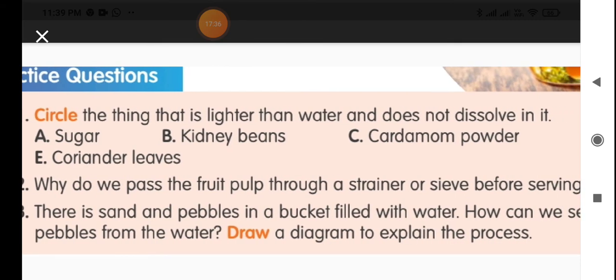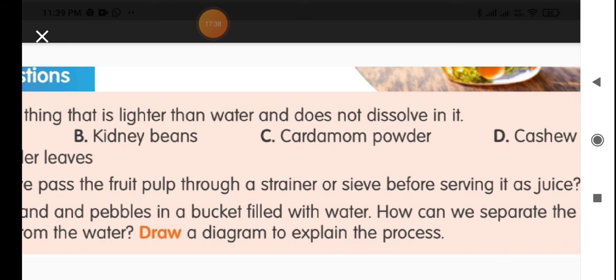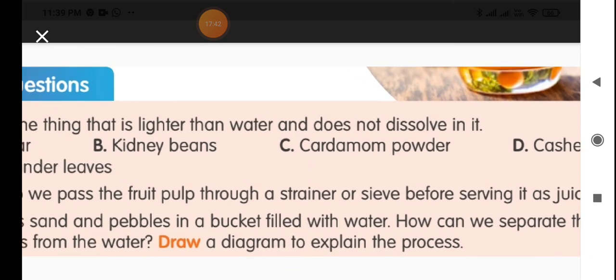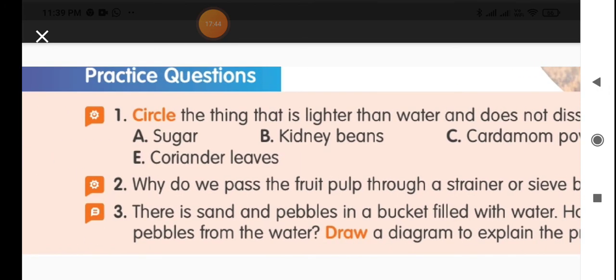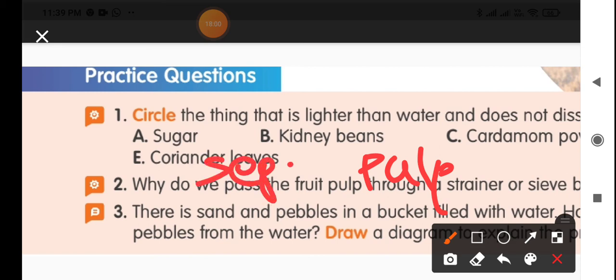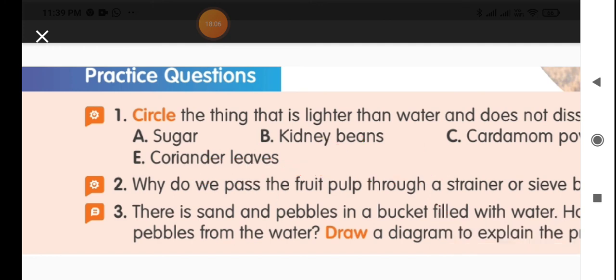Why do we pass the fruit pulp through a strainer or sieve before serving it as juice? Why? Because if any outer layer is there, that can be stuck in the strainer, and only the pure pulp will come to the glass. To separate only the pulp, we are using a strainer.